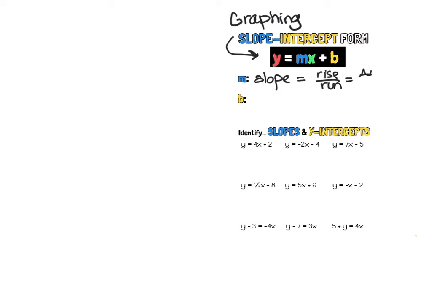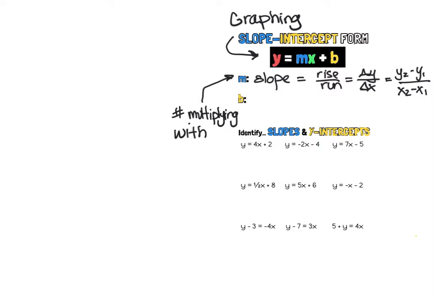or the change in y over change in x, or in other words, y2 minus y1 over x2 minus x1. All of that is slope. That is m. That is the number multiplying with x. All right, so let's put that in there. M is always the number multiplying with the x variable, okay? Super important. That's how you identify it.